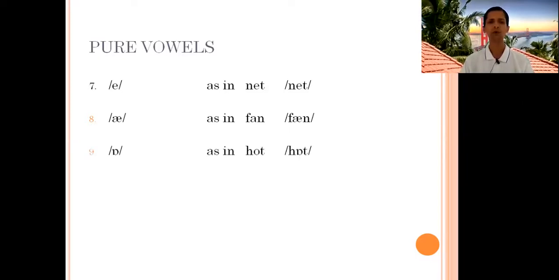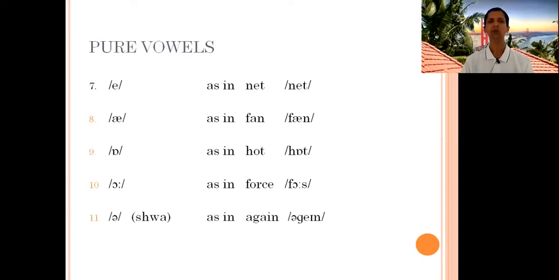The next sound is written like the inverted form of the letter A. It is pronounced as O, but it is written like the inverted form of letter A. It is O, as in hot. The 10th pure vowel is the longer form of O. It is pronounced as O, as in force.